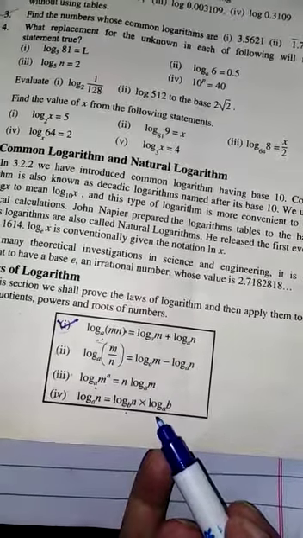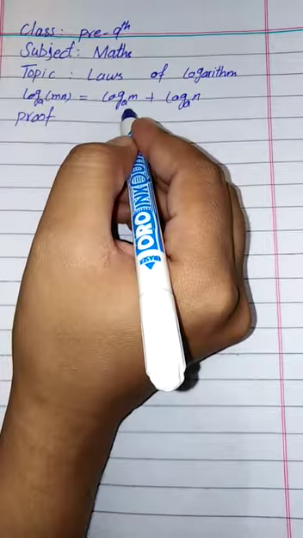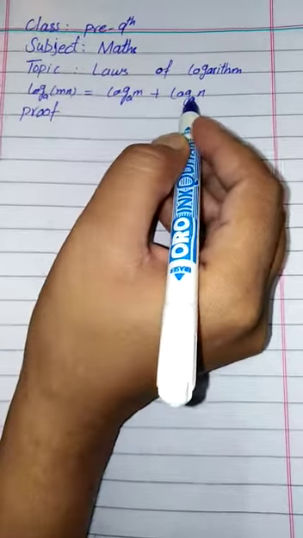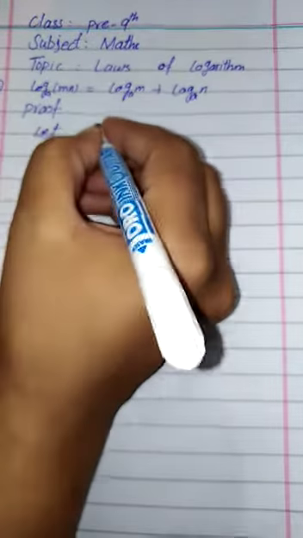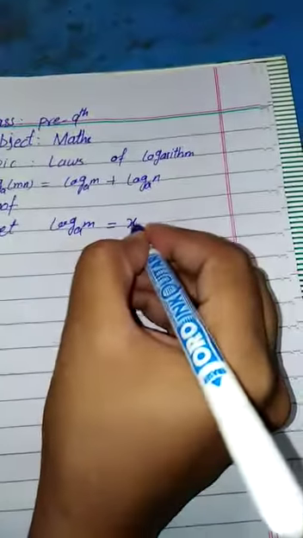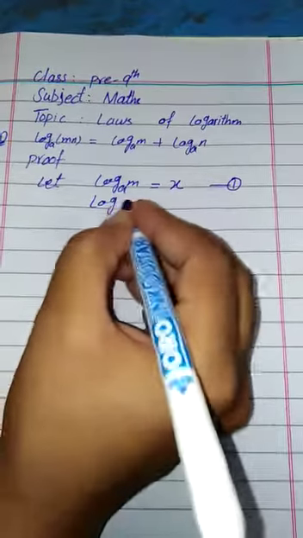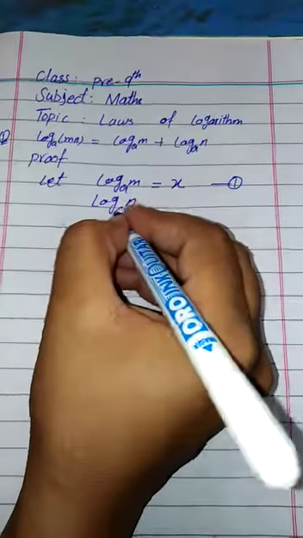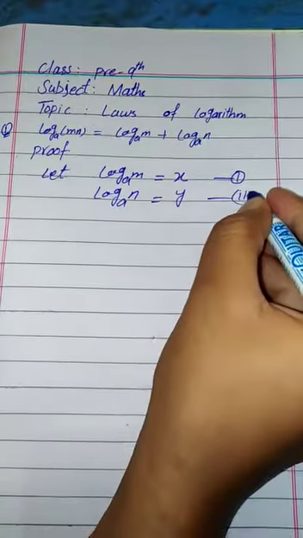Now we will prove the first law of logarithm. Log mn with base a is equals to log m with base a plus log n with base a. First, let's suppose log m with base a is equals to x. This is equation number 1. Log n with base a is equals to y. This is equation number 2.